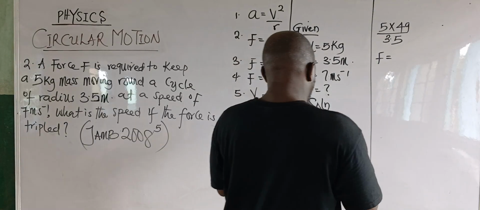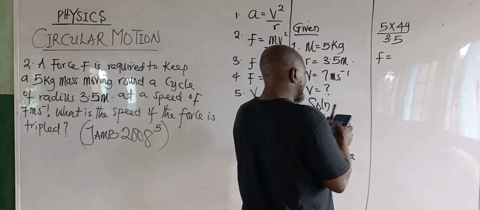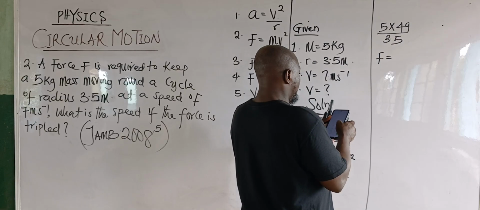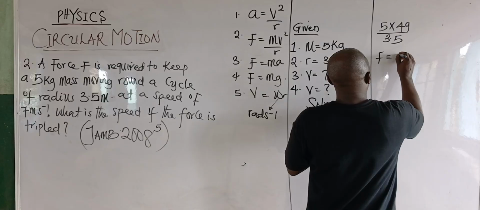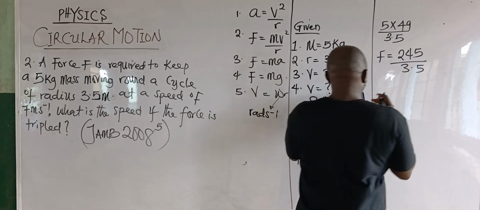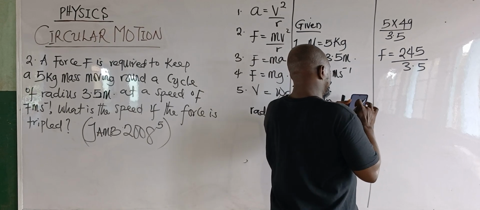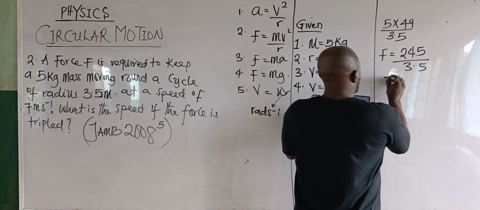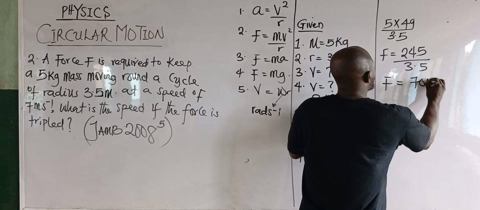So if I have that, I can now solve. 5 times 49 will give me 245, divided by 3.5. If I do that, I'll have that my force becomes 70 Newton.